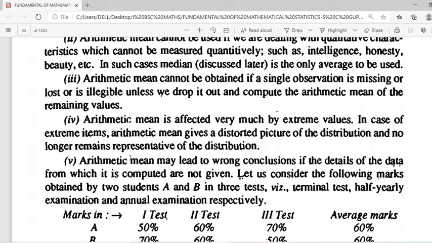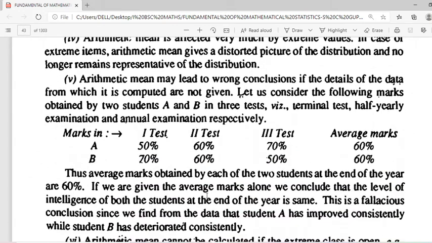Another disadvantage is that the arithmetic mean may lead to wrong conclusions if the details of the data from which it is computed are not given. Let us consider the following marks obtained by two students A and B in three tests: terminal test, half yearly examination, and annual examination. In the first test they obtained 50 and 70, in the second 60 and 60, in the third 70 and 50. The average mark is 60 for both students.